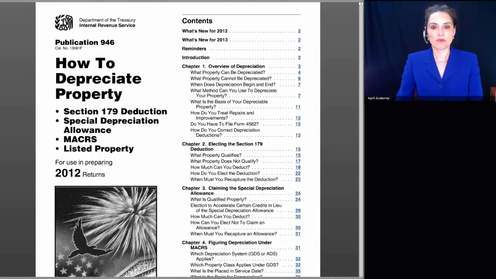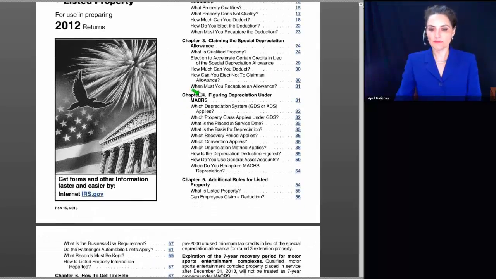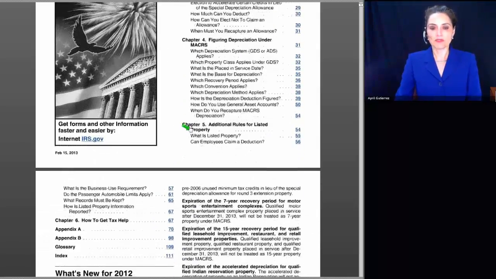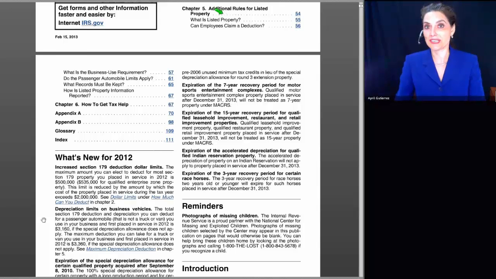And you can see that when we get into Publication 946, it describes what kind of property can be depreciated, when depreciation begins and ends, and how you treat repairs and improvements. Then it goes on to electing the Section 179 deduction, claiming the special depreciation allowance, figuring depreciation under MACRS, Chapter 5, additional rules for listed property, and it goes on from there, page after page. This publication is 114 pages long, so it makes it one of the longer ones out there.